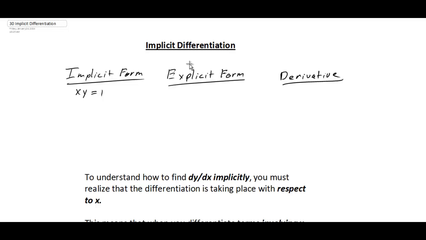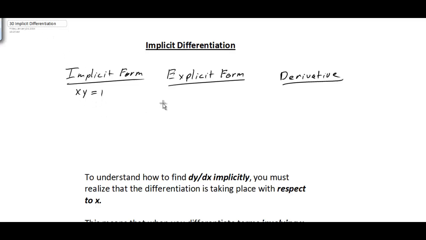Here in this video, we're going to look at what's called implicit differentiation. Up to this point, when we were taking the derivative of an equation, they have been solved for y. And in this case, the implicit form, notice here we have xy equals 1. This is where the equation is not solved for y.